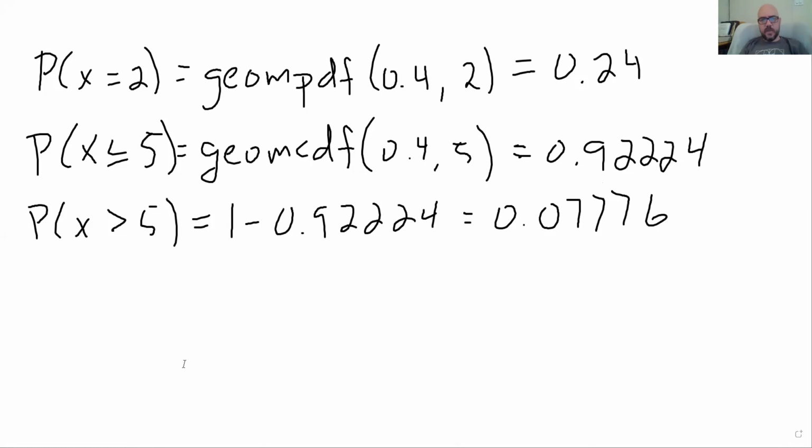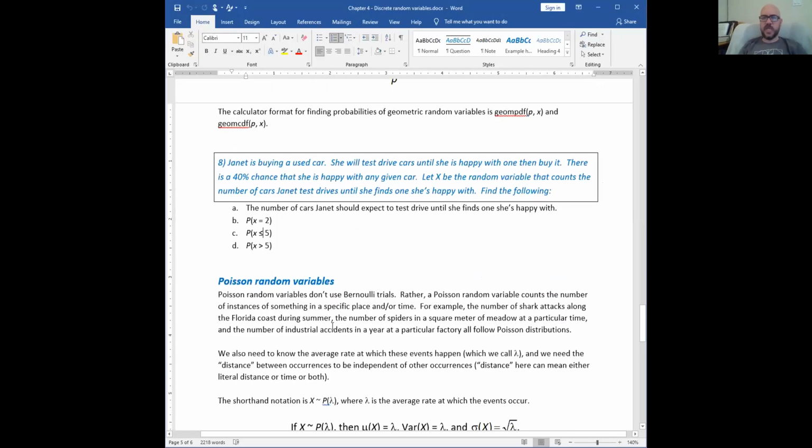I think that's all I really want to say about geometric. You just use it in a different situation. It's got a very similar setup to binomial. You're just counting something different. You're counting the number of trials until the first success, which then ends the experiment.